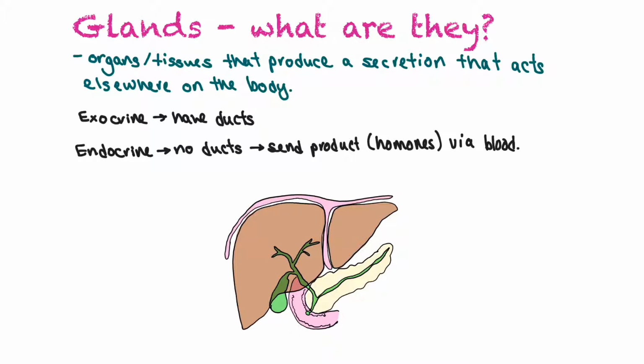So some examples of some exocrine glands would be the stomach, the liver, the gallbladder. They all have ducts that would secrete their product. And endocrine glands would be parts of the pancreas, the parts that are involved in blood sugar balance, and then reproductive glands, the hypothalamus, and so on.